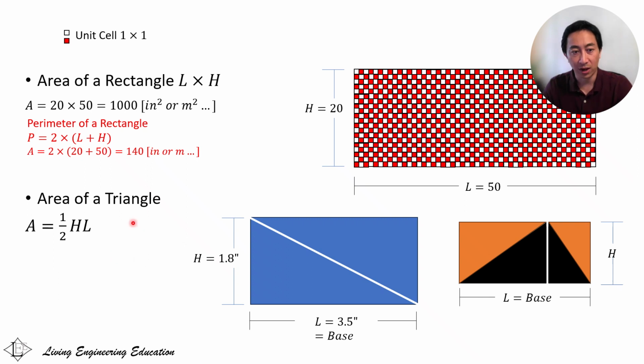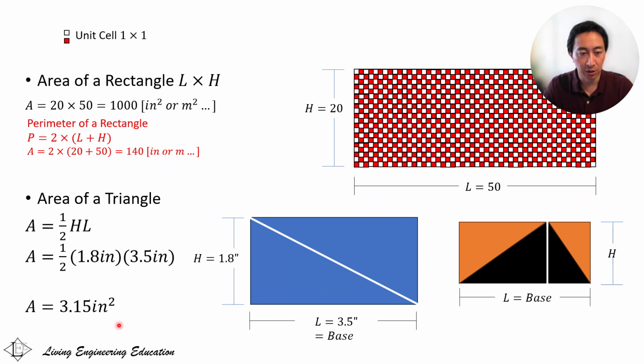So this equation works for any triangle, as long as you are clear what you're defining as your height and your length. So the height from one corner normal to another side, and then one of the sides being flat. And we can calculate it for this case here, 3.15 inches squared. Because it's an area, it will be in square inches, because I defined the units here.